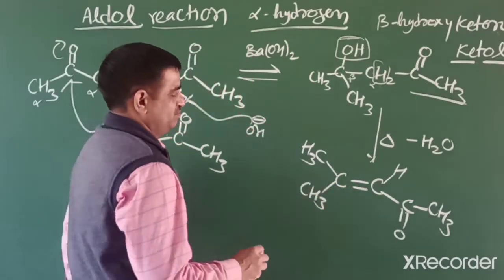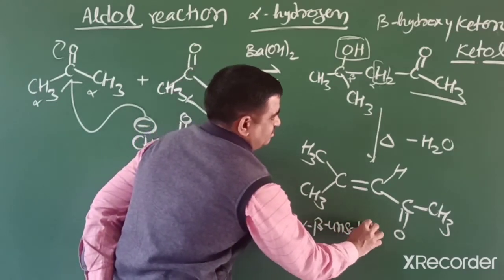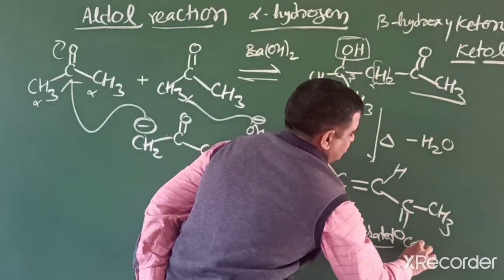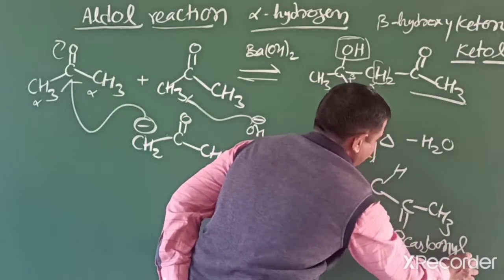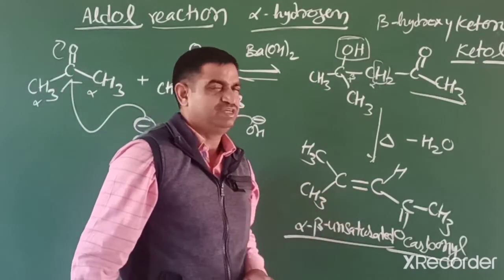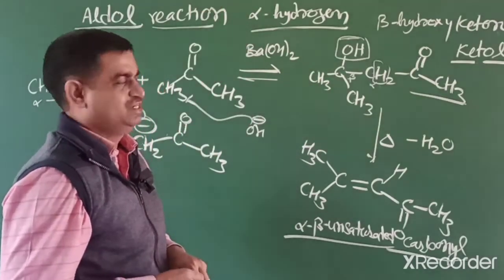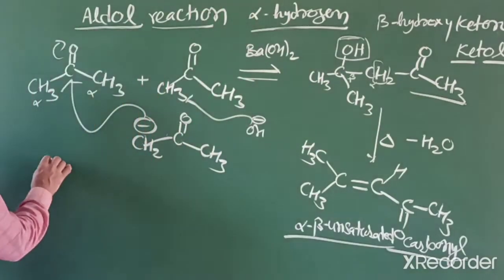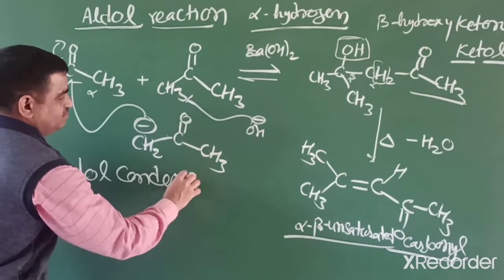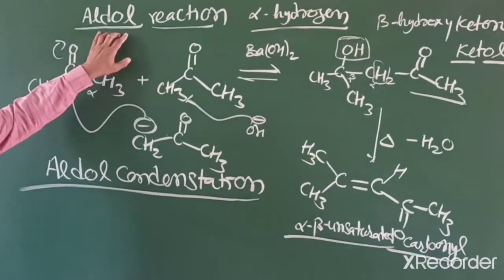Such a compound is known as an alpha beta unsaturated carbonyl compound, carbonyl either aldehyde or ketone. This is the common name, alpha beta unsaturated carbonyl compound. Further when heating, this reaction name is aldol condensation. So there are two types of reaction: one is the aldol reaction, the other one is aldol condensation.